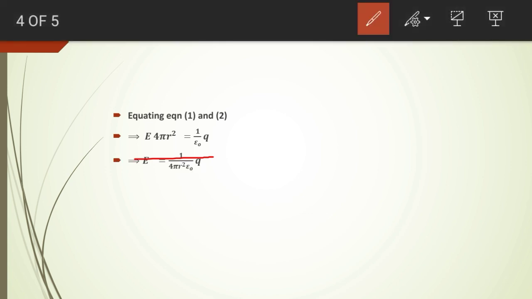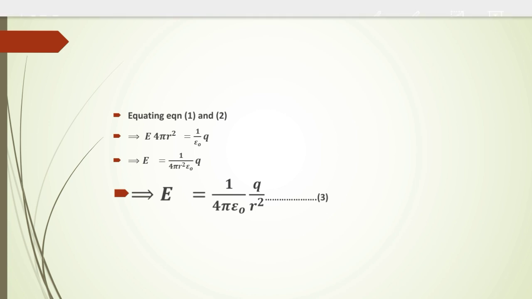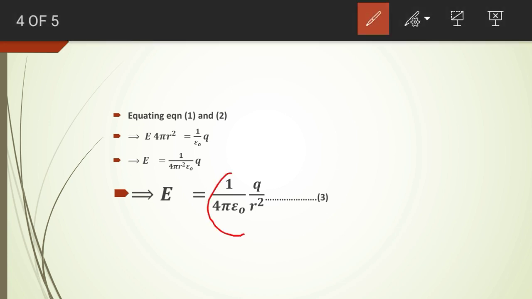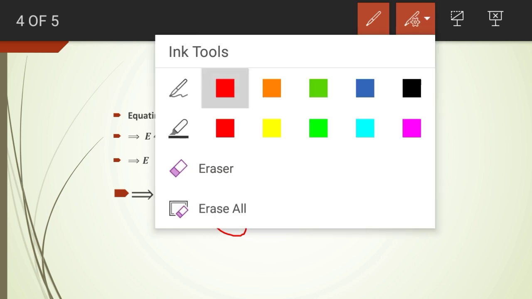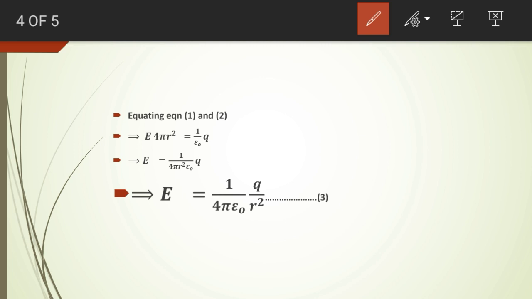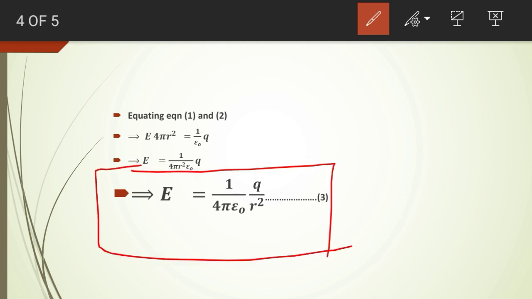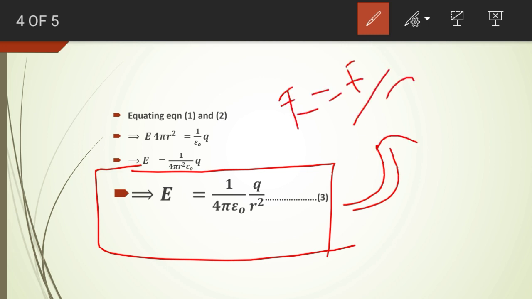Now taking 4 pi r square to the right side, we get 1 by 4 pi r square times q divided by epsilon 0. And organizing this a little bit, we get that E is equal to 1 by 4 pi epsilon 0 times q divided by r square. This is the electric field. Remember, previously we got this from E is equal to F divided by q.